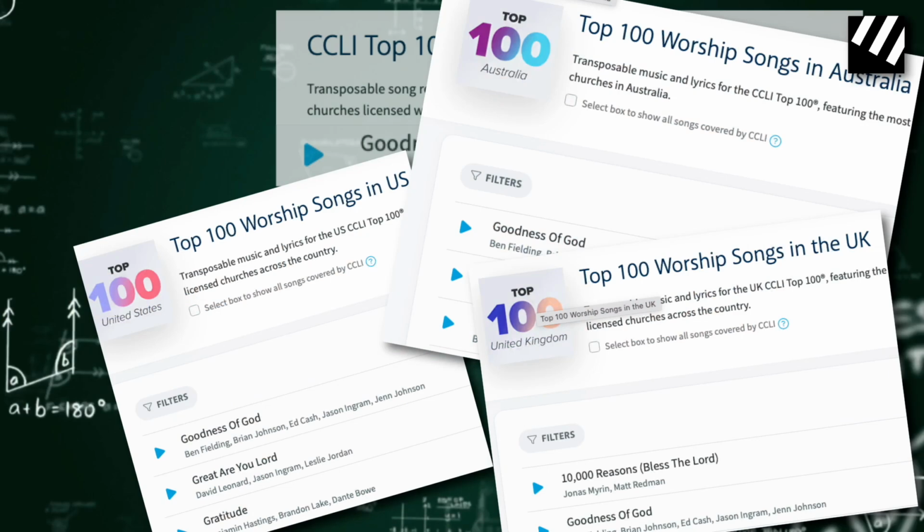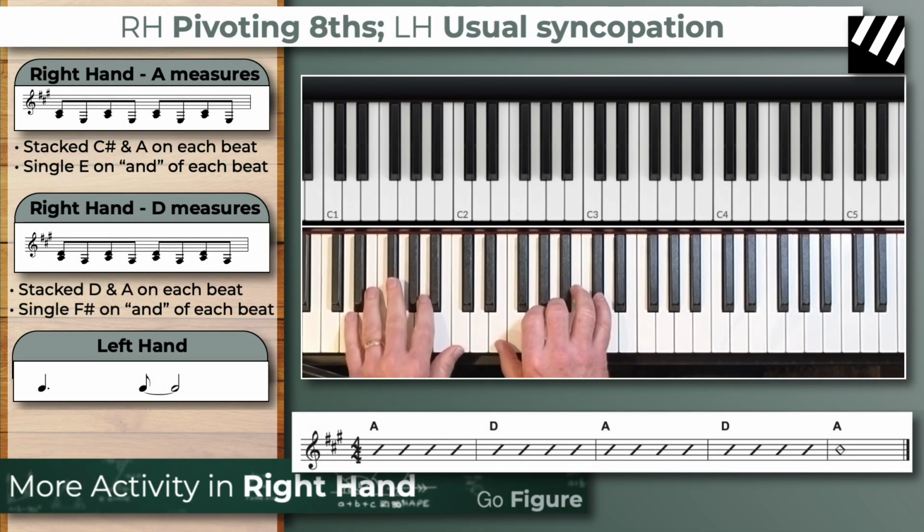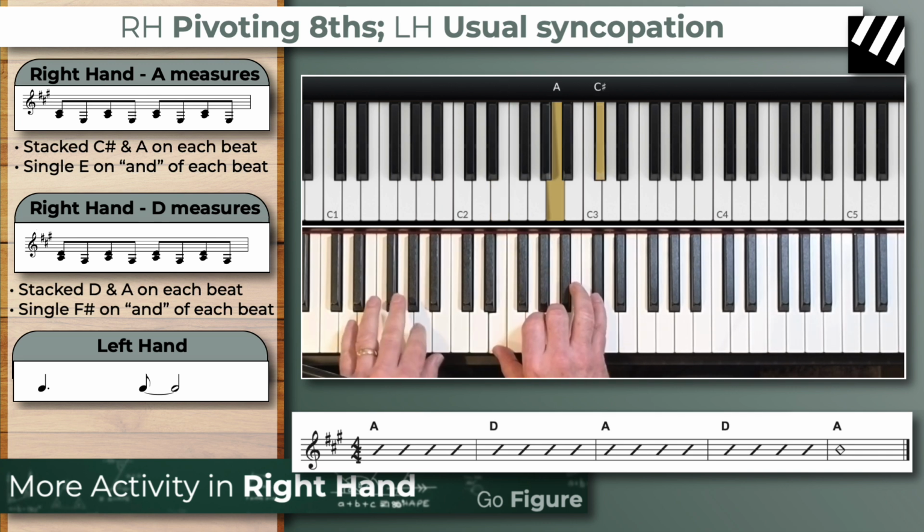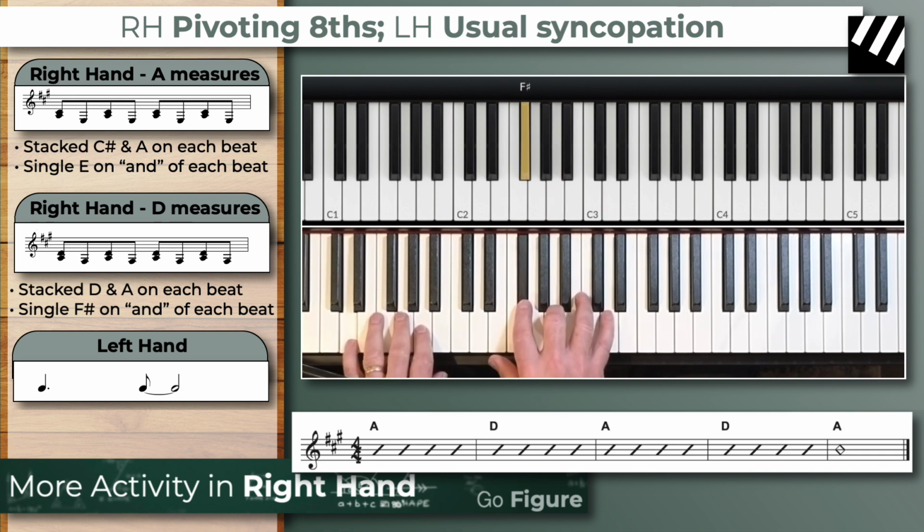Let's hear it now with the vocal. 1, 2, The goodness of God. I will sing of the goodness of God. Sing of the goodness of God.